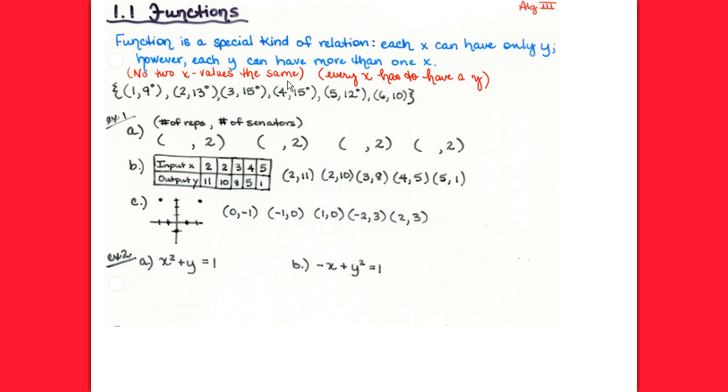Okay? So let's try and simplify this down because we've got a lot of different terminology and a lot of different definitions going on in here. So a function is a special type of relationship where no two X values are the same and every X has to have a Y. The converse of those things are not true. Every Y doesn't have to have an X. I can have two Y values that are the same. The only stipulations are no two X values the same and every X has to have a Y.